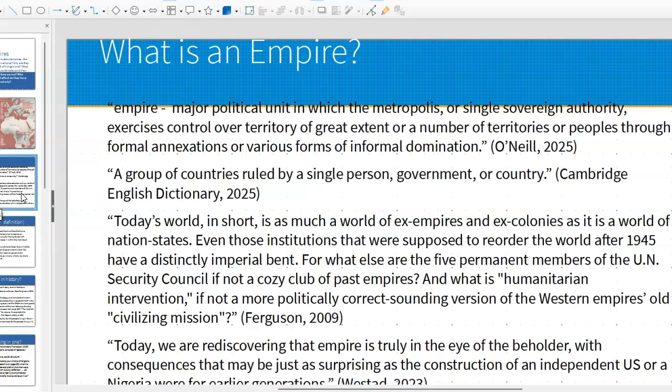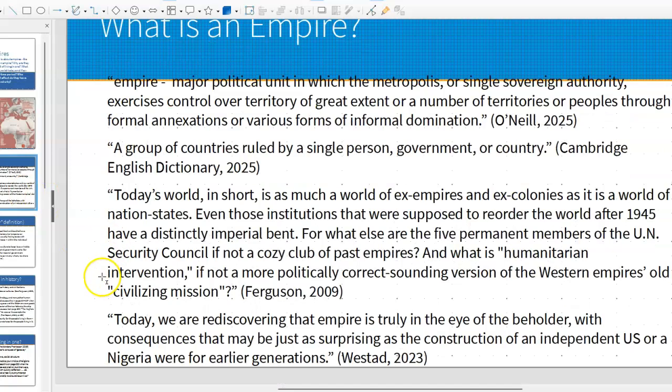We'll get to this definition of what a civilizing mission is, and we'll get to the 1800s and imperialism and colonialism 2.0. But effectively what Ferguson is saying is that we still have empires today, and many of them are based off these old empires that theoretically collapsed after 1945.